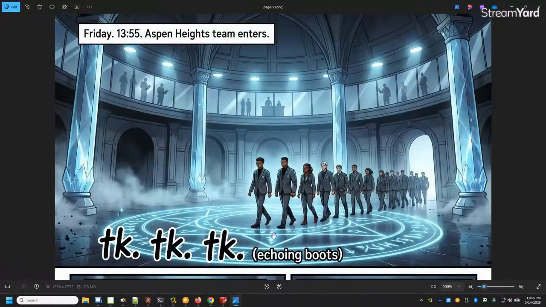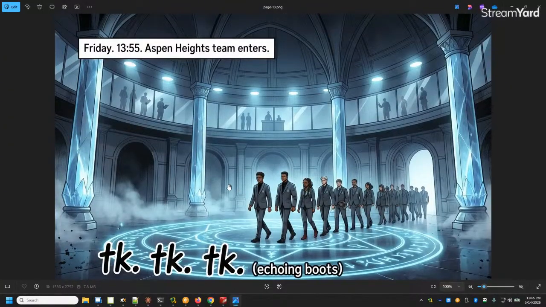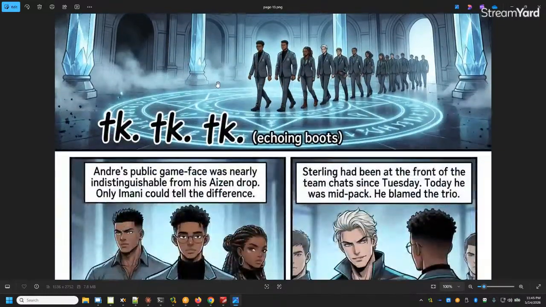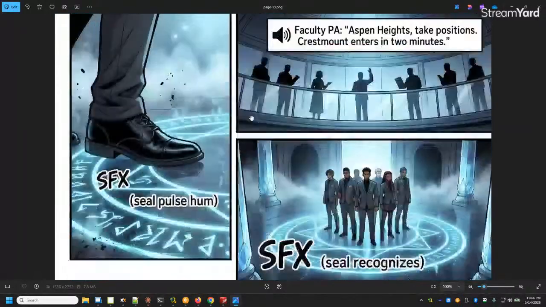All right, so they have on custom outfits. All right, awesome for Friday. Aspen Heights Team Ninjas enter at 1:55. So that would be 5 minutes before showtime. Andre's public game face was nearly indistinguishable from his Eisen drop. Okay, only Imani could tell the difference. Sterling had been at the front of the team chat since Tuesday. Today he was mid pack. He blamed the trio. All right.